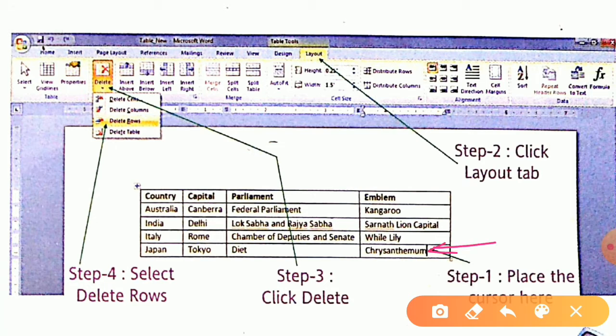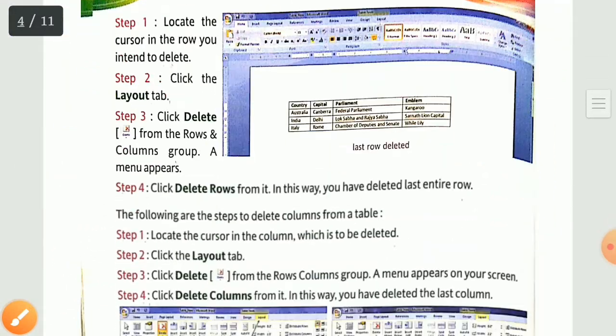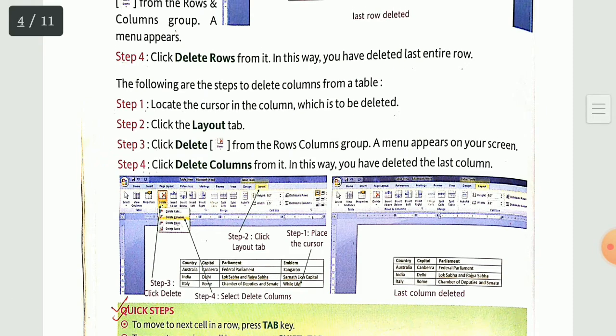Then click on this layout tab. You would be able to see this delete option. When you click on this delete option, you would be able to see 4 items in the drop down list. You have to click on this third one, delete row, for deleting your row. Now see, somehow similar steps we have for how we are going to delete our column. Step number 1 is the same.